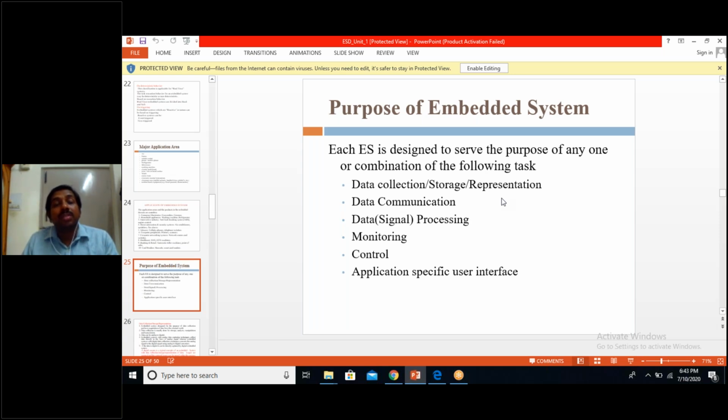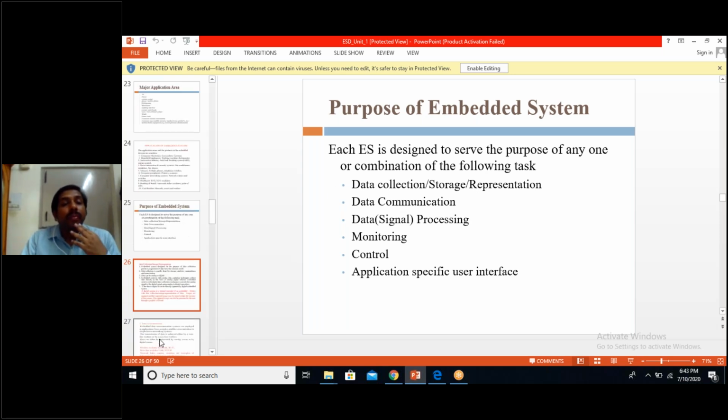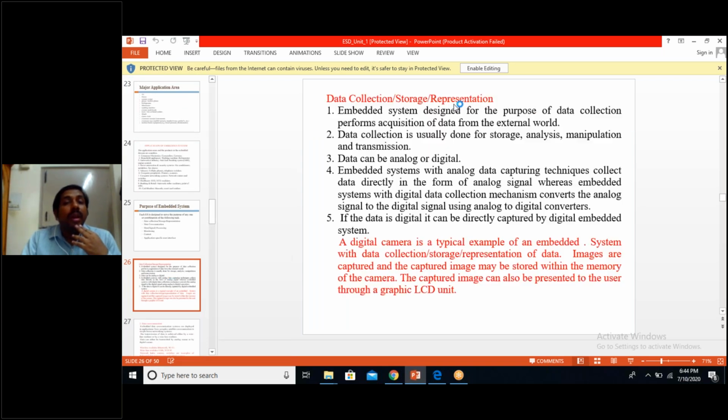So there is one classification called control. There is a classification called monitoring. So this is one purpose served by embedded system. That purpose is shown as one classification. Data collection, storage, and representation.